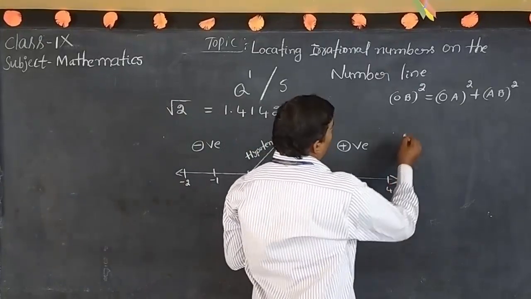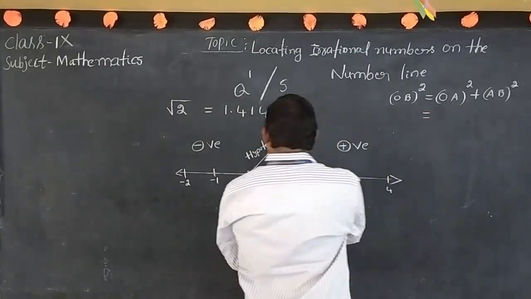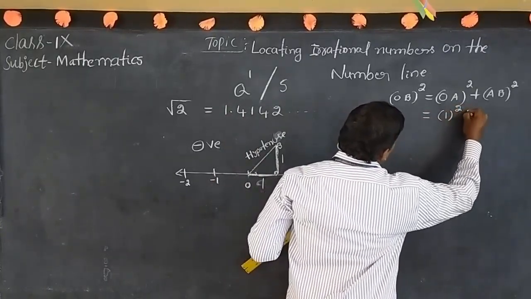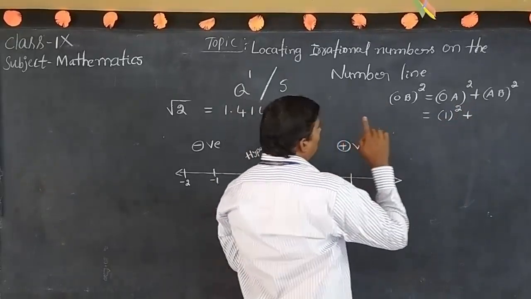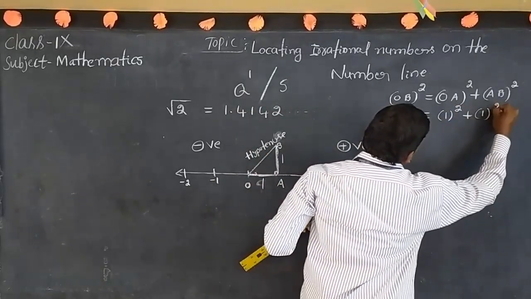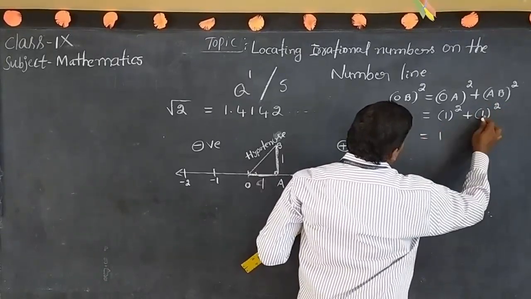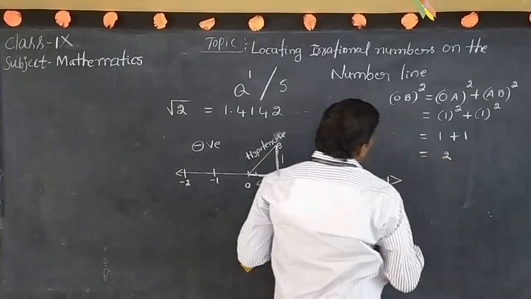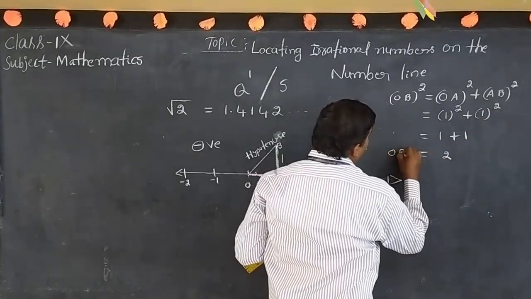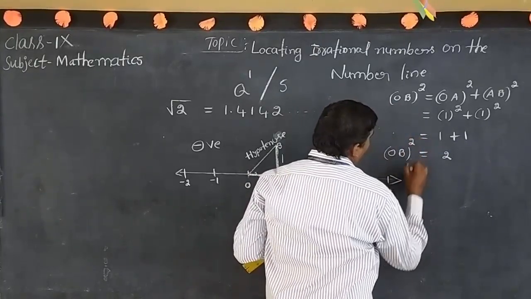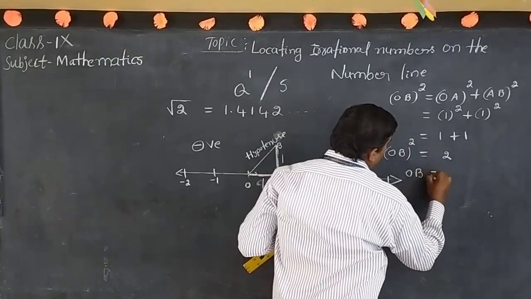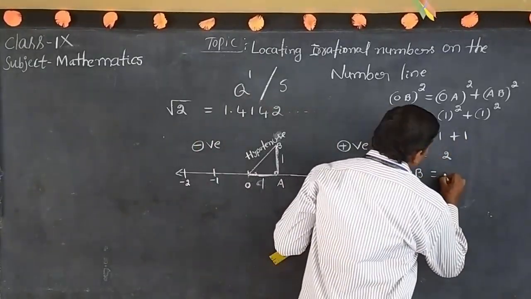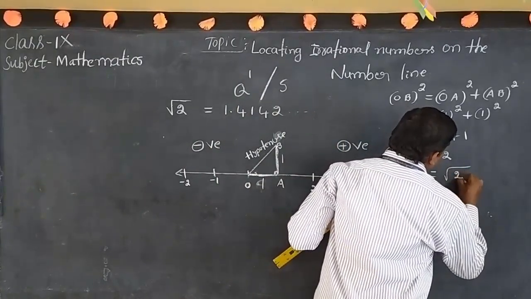OB value we don't know. So OB square is equal to OA value 1, 1 square, plus AB value also 1 only, 1 square. 1 plus 1 is equal to 2. So OB square is equal to 2. The square going to that side means square root will be. OB is equal to root 2.